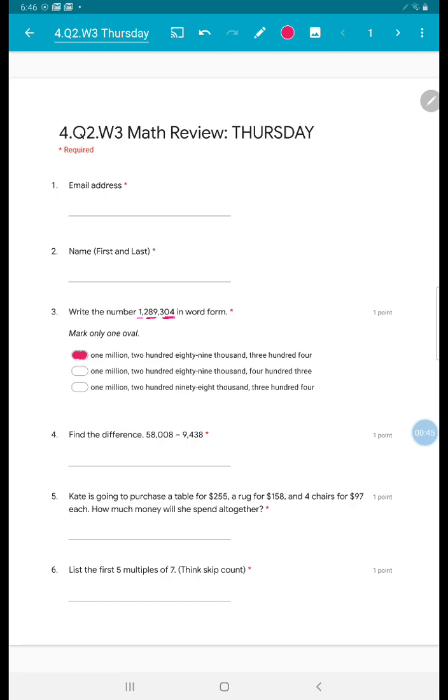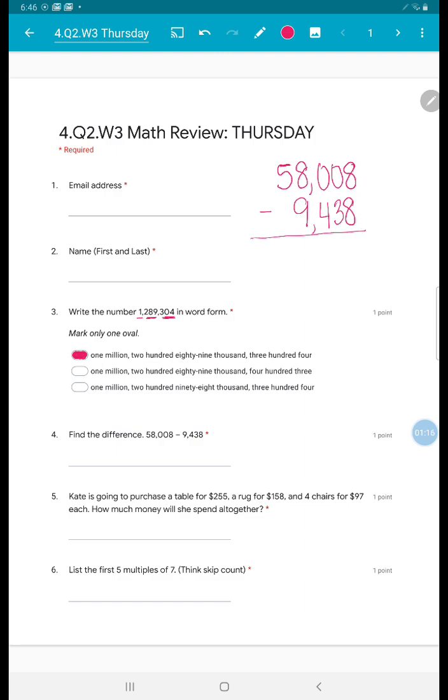The next question asks you to find the difference of 58,008 and 9,438. So we'll just subtract those. I'm going to do that up here at the top where I have a lot of room. So I'm going to write 58,008 and I'm subtracting 9,438. Once again, make sure you line those place values up.